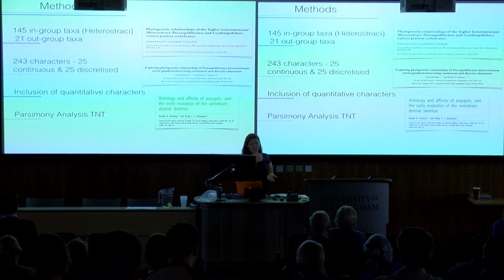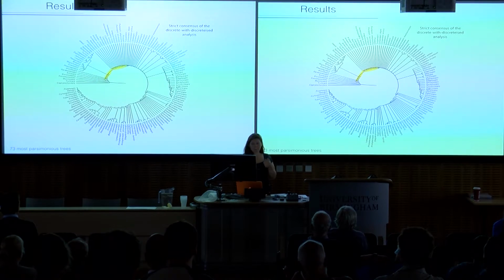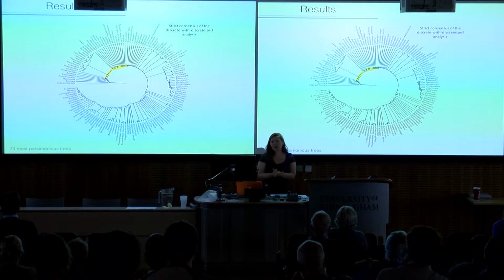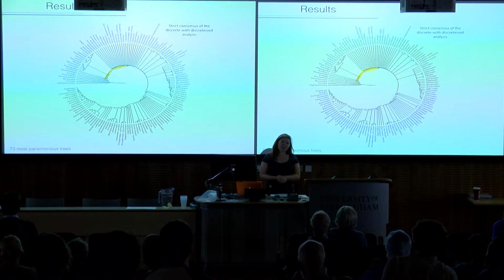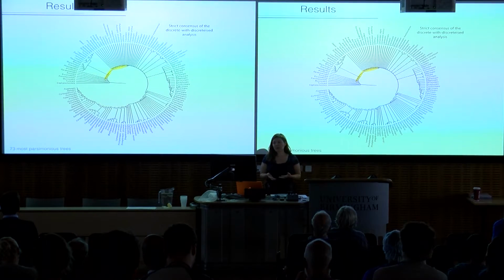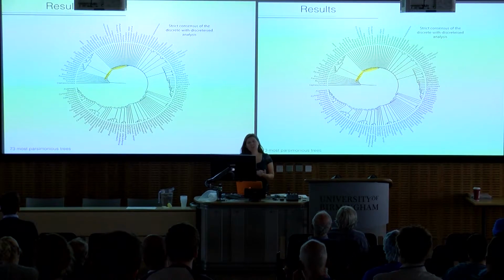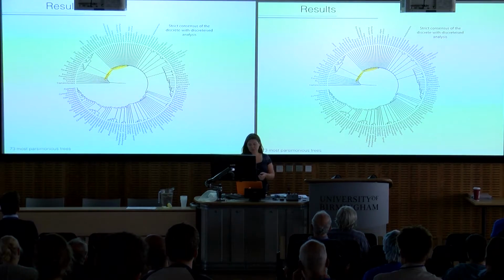I performed parsimony analysis in TNT, and I also assessed the difference between my different coding methods using stratigraphic congruence. So moving on to the results, as identified by a previous paper, transforming the quantitative data into discrete characters seemed the most appropriate method for my data and gives the most stratigraphically congruent results. So I'll be focusing on that for the majority of the talk.